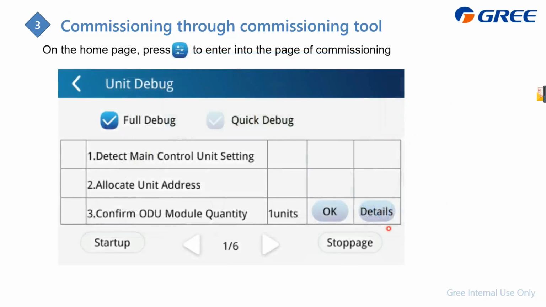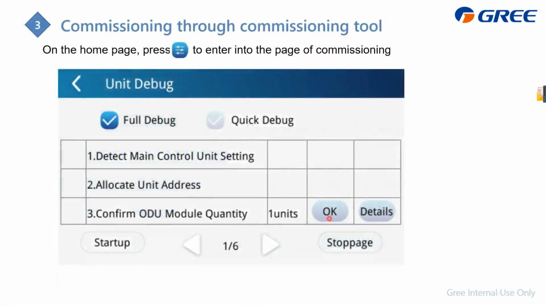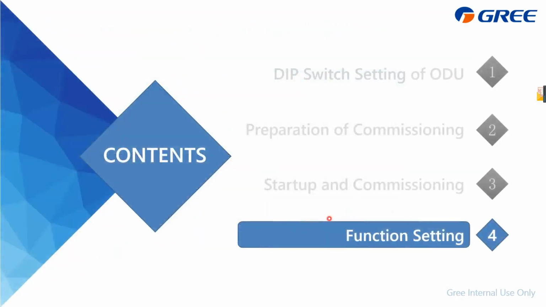And the interface of the portable debugger for doing the commissioning is also very convenient. Only need to press OK to confirm the quantity of the outdoor units or the quantity of the indoor units. It's almost the same as the commissioning software. And then the last part we talk about is the function setting.